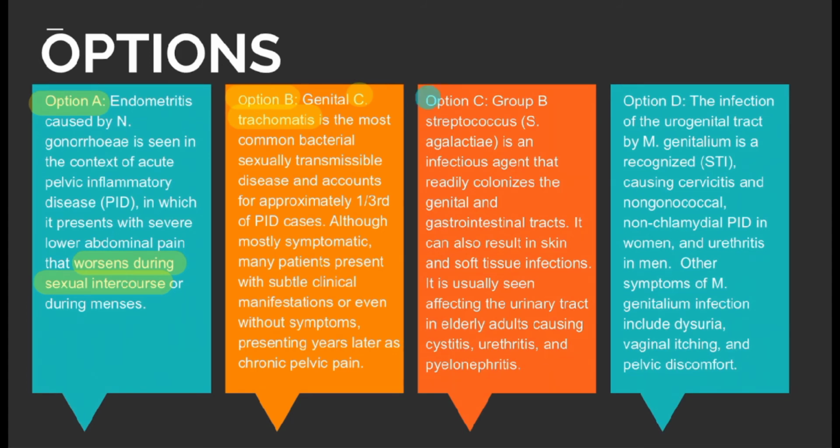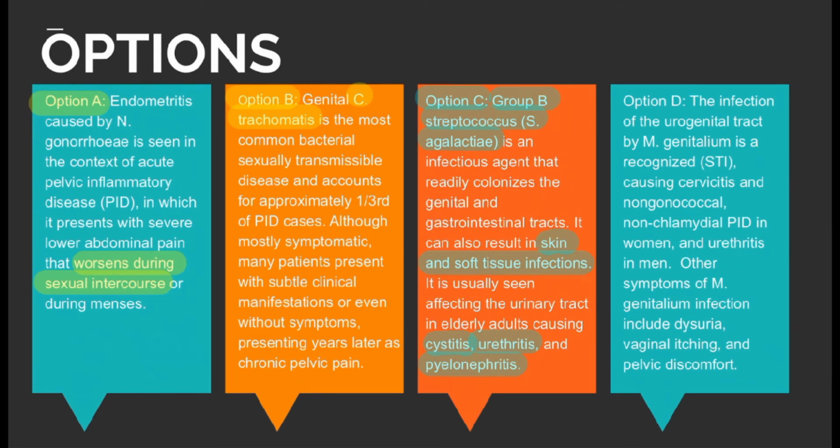Option C, Group B Streptococcus. Streptococcus agalactiae is an infectious agent that readily colonizes the genital and gastrointestinal tracts. It can also result in skin and soft tissue infections as well as bacteremia. It is usually seen affecting the urinary tract in elderly adults, causing cystitis, urethritis and pyelonephritis. It rarely invades the upper genital tract in non-pregnant women.